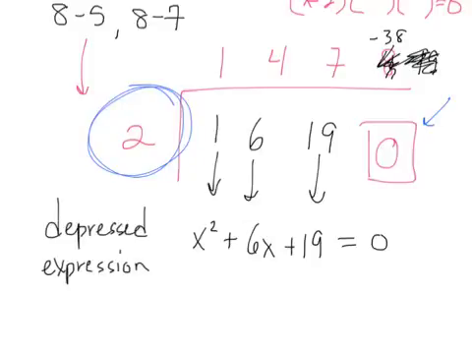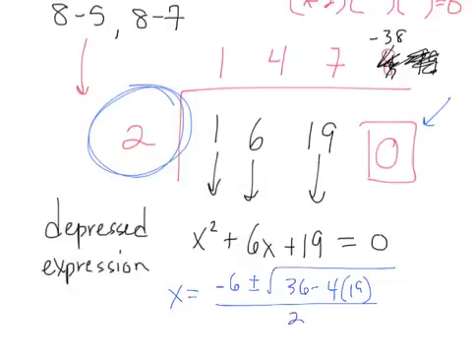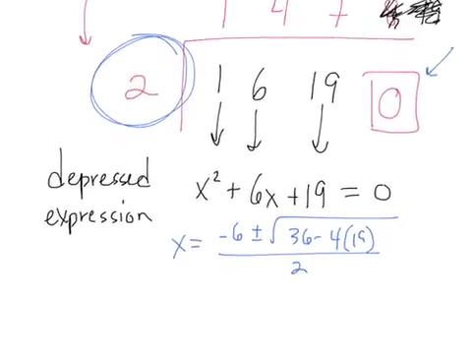Okay, so I could try and factor this, but clearly it will not work. So I go to my quadratic equation, and I see x equals negative b plus or minus the square root of b squared minus 4 times a times c, all over 2a. And then I continue to simplify.